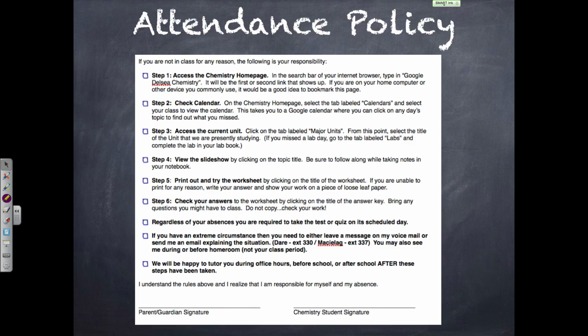The only other thing I'd like to remind you of for chemistry class is our attendance policy. At the start of the school year, your son or daughter brought this policy home for you to see what I expect from them in class. Here is a copy of the steps that they have to follow if they are absent from my class for any reason.